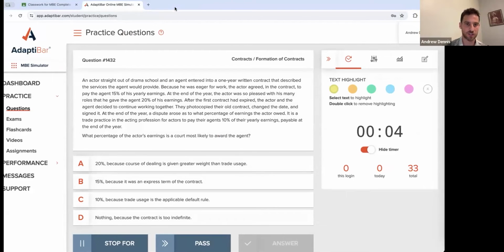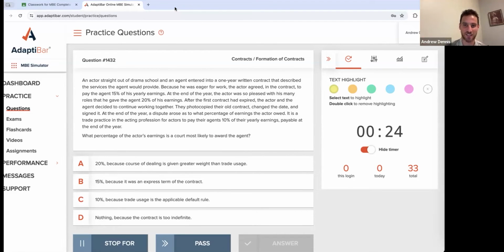An actor straight out of drama school and an agent entered into a one-year contract that described the services the agent would provide. Because he was eager for work, the actor agreed in the contract to pay the agent 15% of his yearly earnings. This is a contract question. Let's just do one contract question for the start of the day.